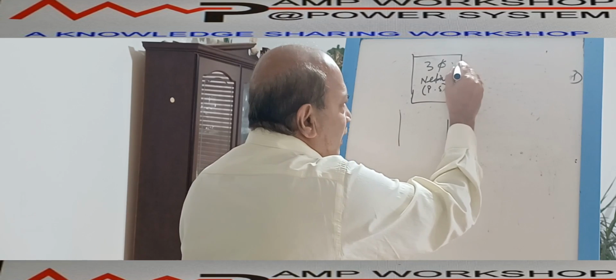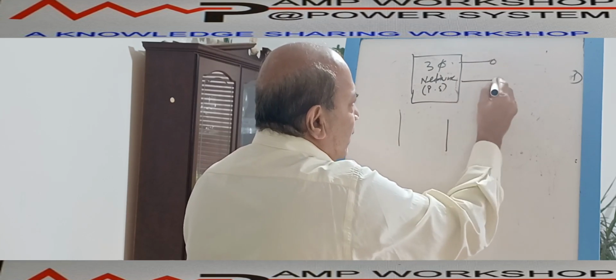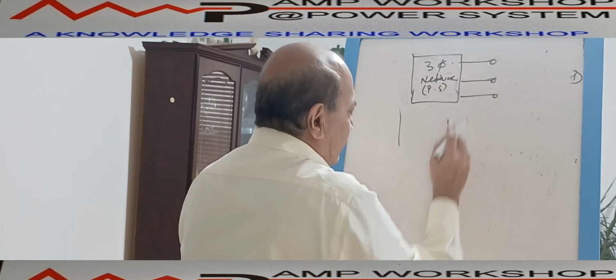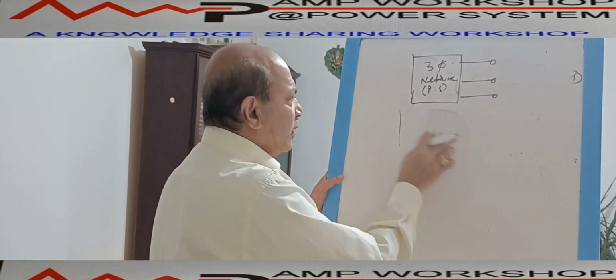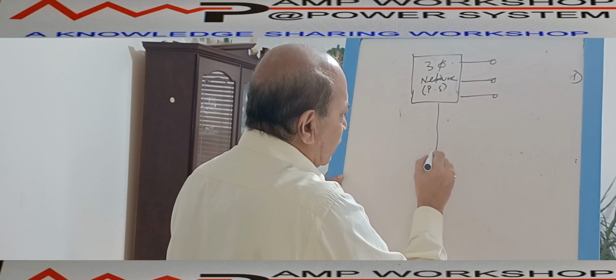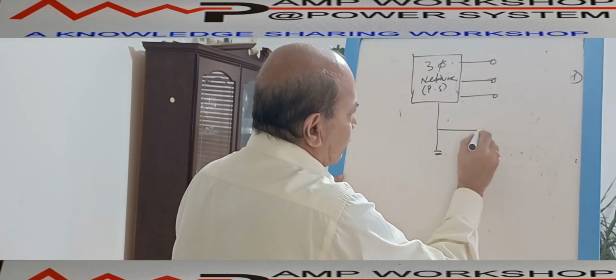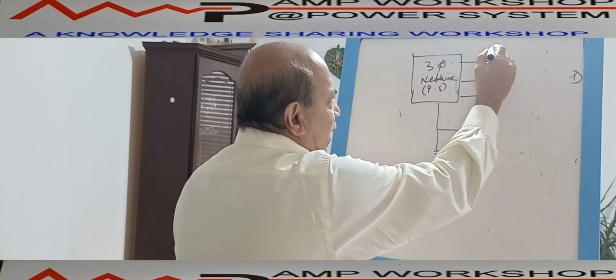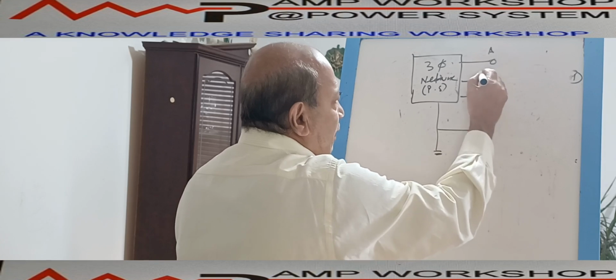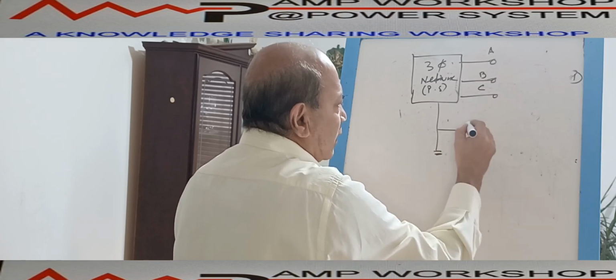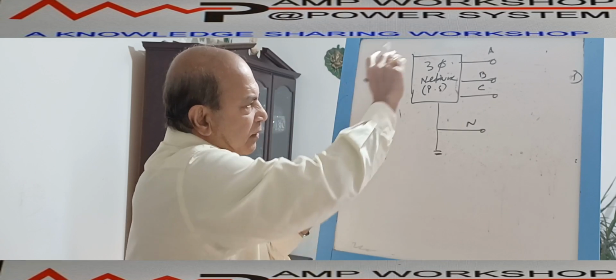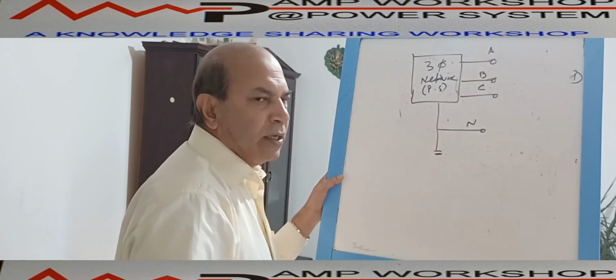Now from the three-phase network, three phases are coming out, like these, and there is a neutral, right? I have considered this a three-phase 4-wire system. There is a neutral which is grounded. So this is our A phase, this is the B phase, this is the C phase, and this is the neutral. This three-phase network is running normally.